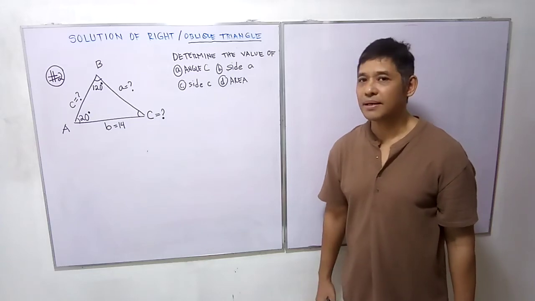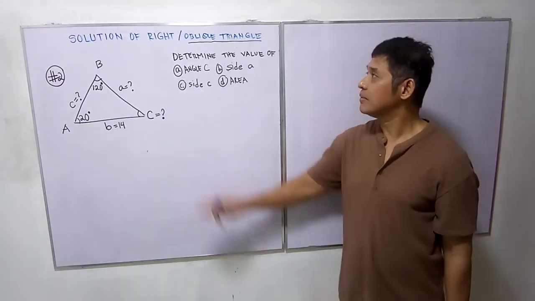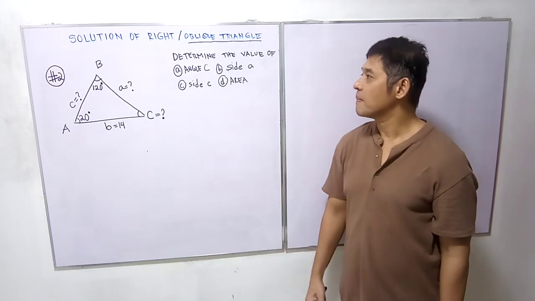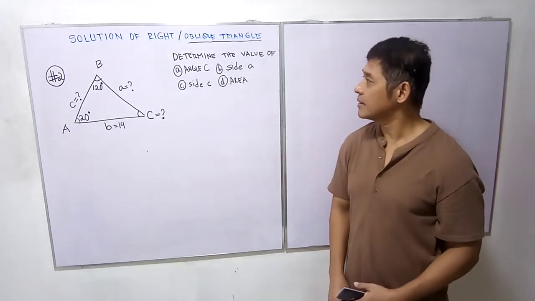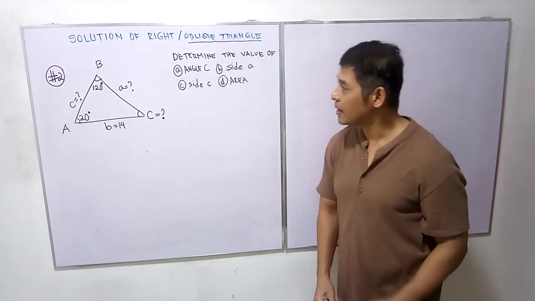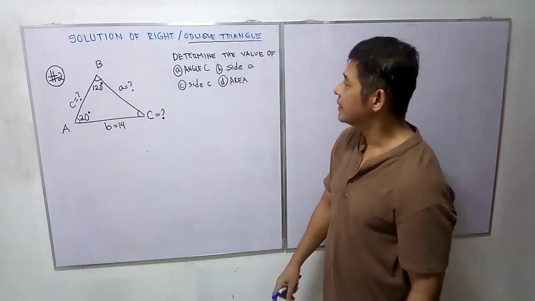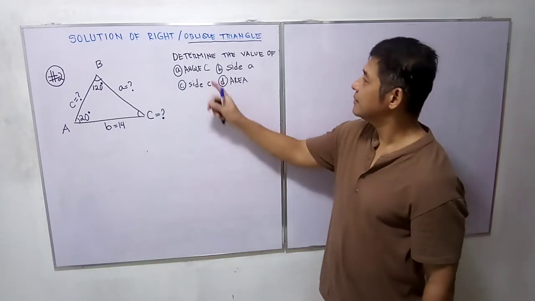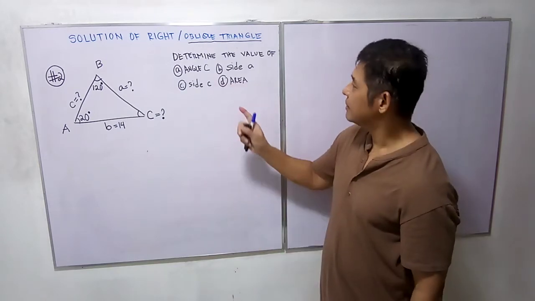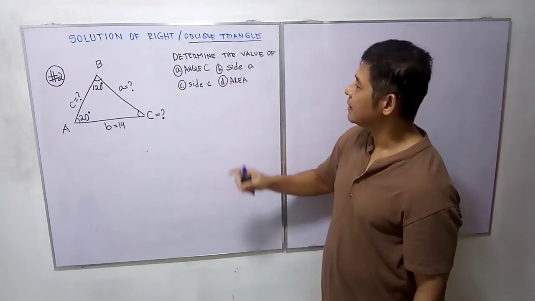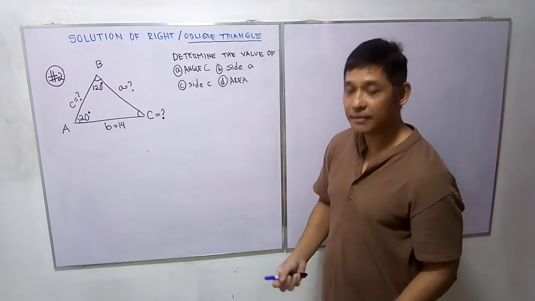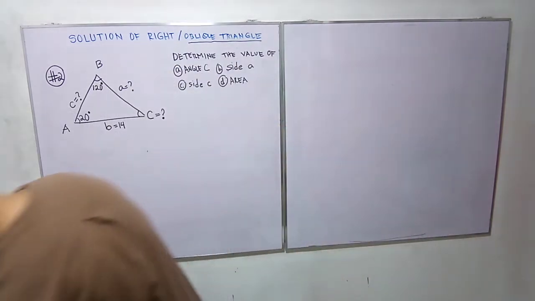Second question po ng solutions of oblique triangle. And ang question po rito ay determine the value of, actually base po dito sa triangle na to, sa video na to. Letter A is angle C, letter B is side A, letter C is side C, and letter D is area. Okay, type ko to.